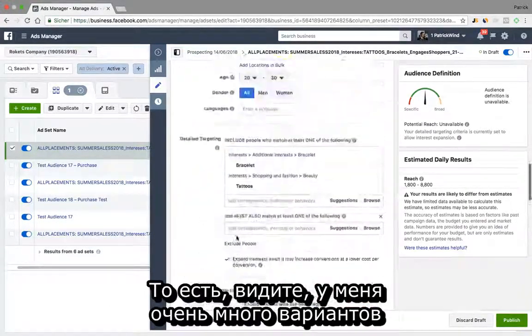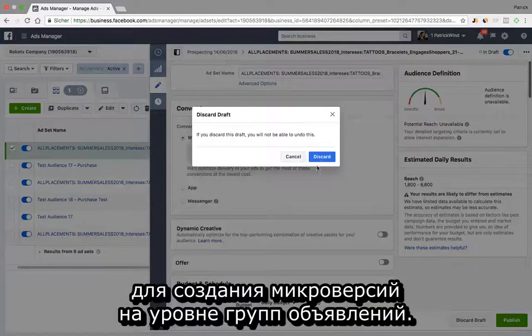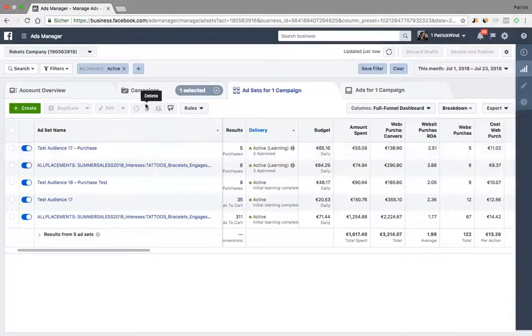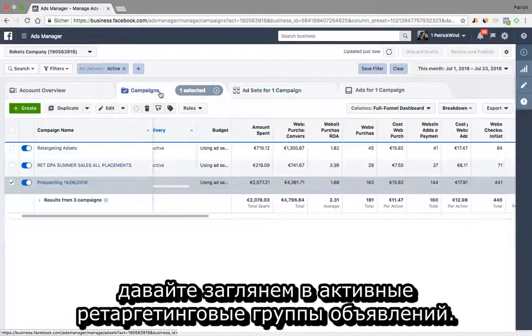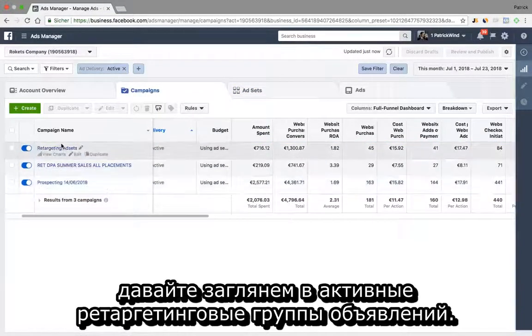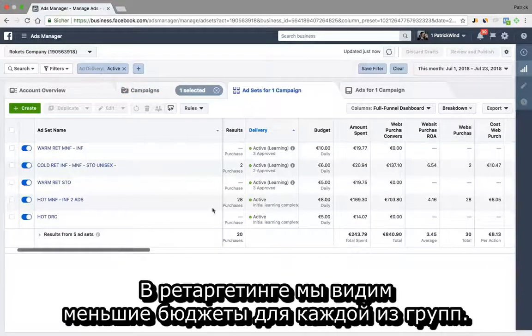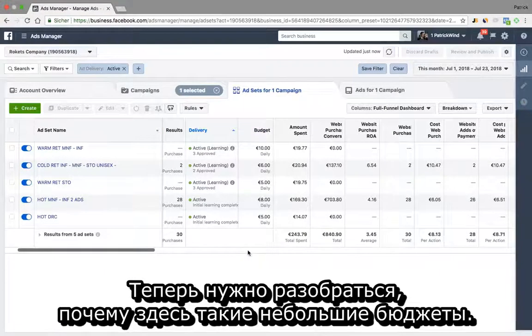So you see, I have many options when it comes to creating micro variations on ad set level. Okay, and in order to continue this little analysis, let's also take a look at the retargeting ad sets that we have active. In retargeting, we see that we have much lower budgets in this specific one, and now I would really understand why we have so low budgets here.